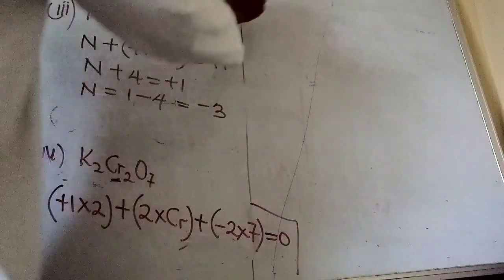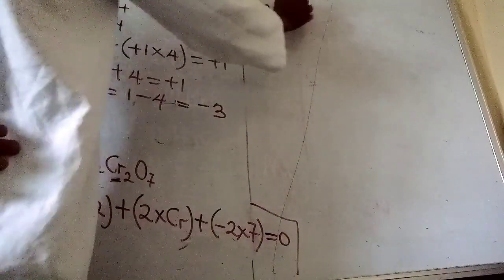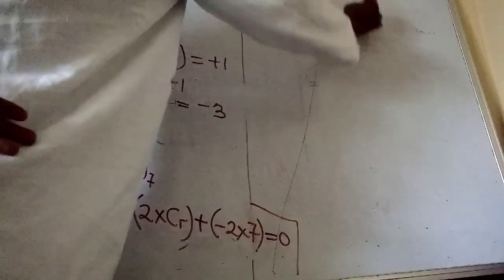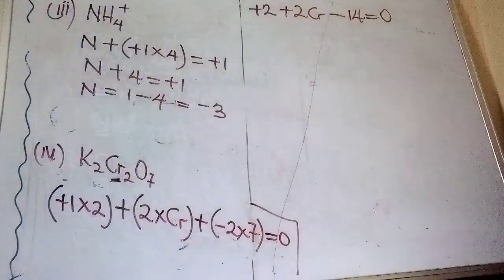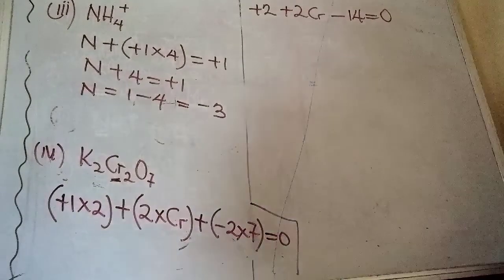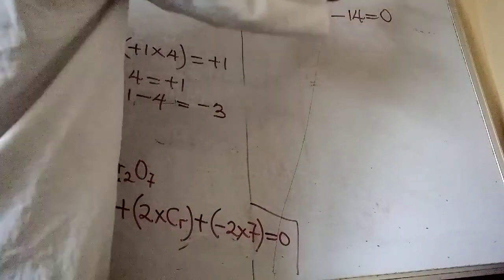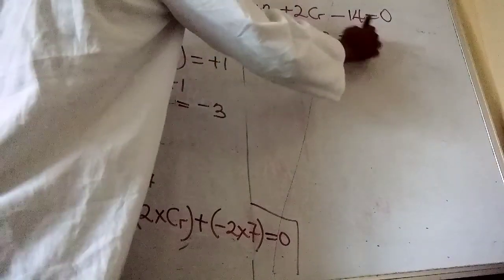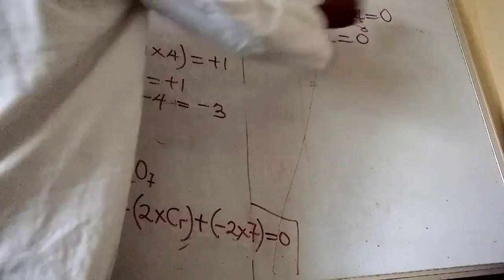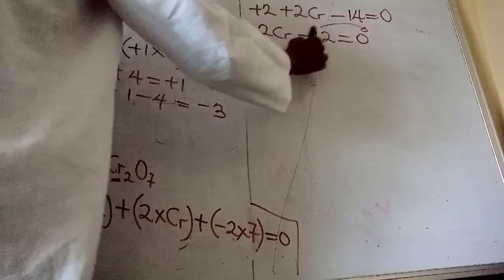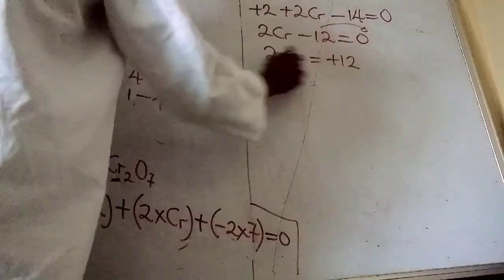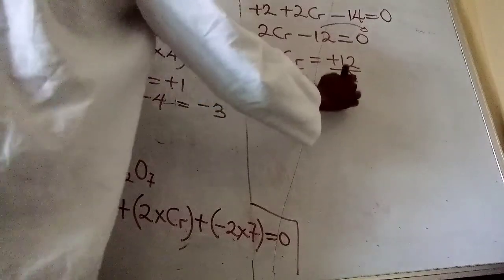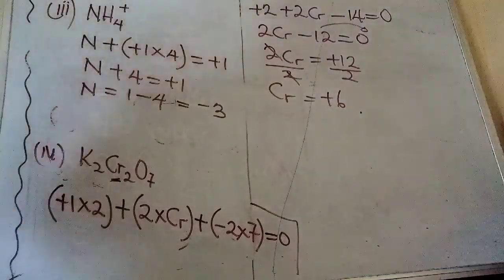So we have plus 2 chromium, then minus 14 equals 0. Now, plus 2 minus 14, that will be minus 12. So we have 2 chromium minus 12 equals 0. When minus 12 comes here, it becomes positive. So 2 chromium equals plus 12. Dividing both sides by 2, chromium will have plus 6. That's the oxidation number of chromium.